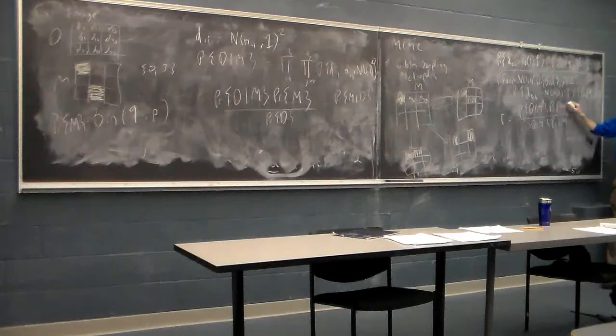So probability of D given M prime, probability of M prime, over probability of D given M, probability of M. And then if this is greater than 1, you jump. If it's less than 1, it's the probability you jump. Does that make sense to everyone?